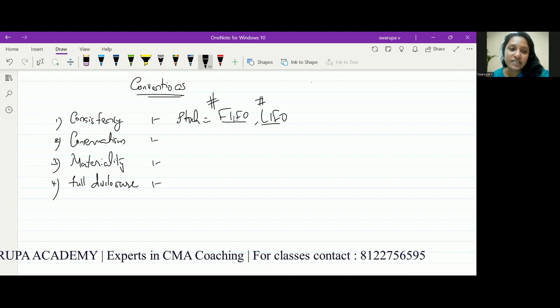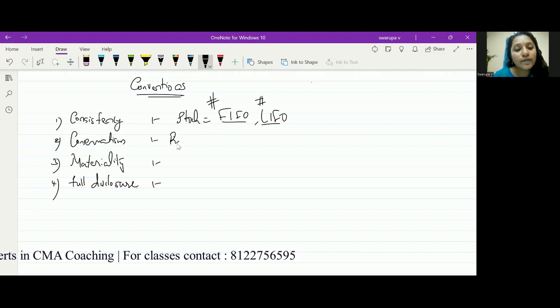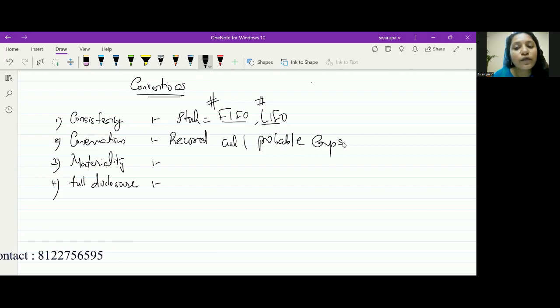Second one, conservatism. Conservatism says record all expenses, all probable expenses. Provide for all expenses and losses, and record revenue only when it is recognized or realized. That is the conservatism concept.